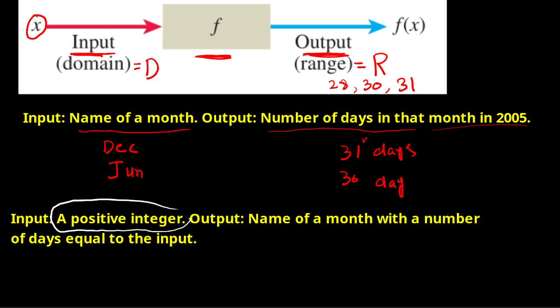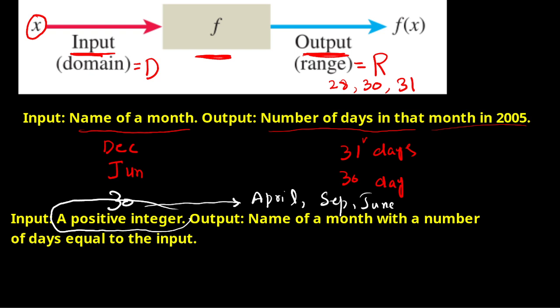If your input value is, let's say, 30, then in your output you have April, September, and June. So your single input value is giving you three outputs. So your output is not unique here. So this statement is not describing a function.